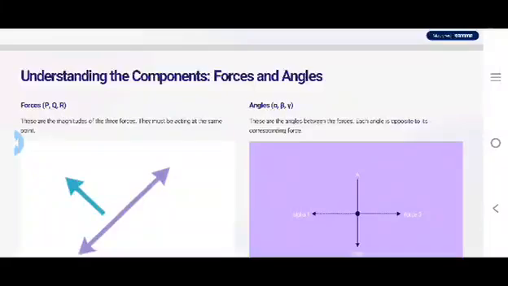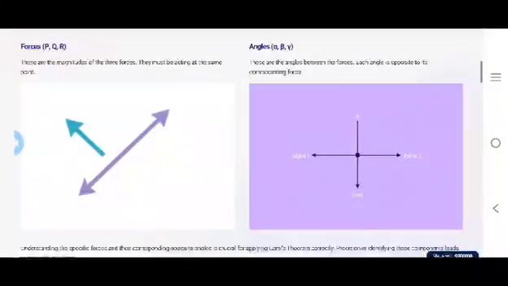Understanding the component forces and angles. Some pictures are given for you. Forces P, Q, R are the magnitudes of three forces, and they must be acting at the same point. Second is the angles alpha, beta and gamma. These are the angles between the forces. Each angle is opposite to its corresponding force.